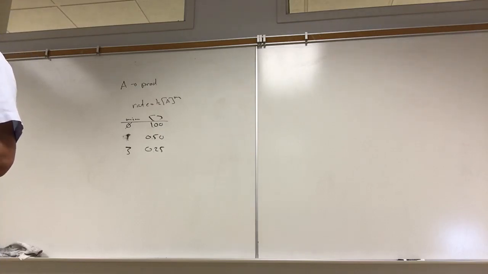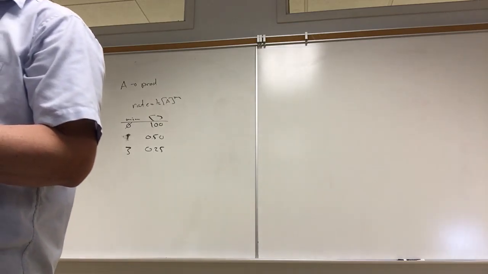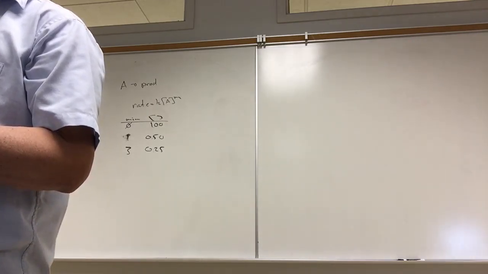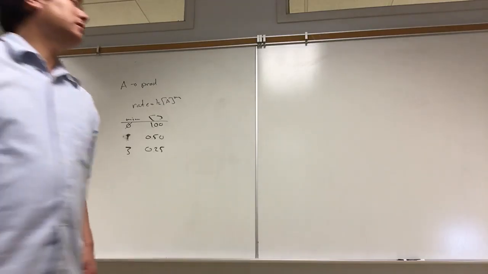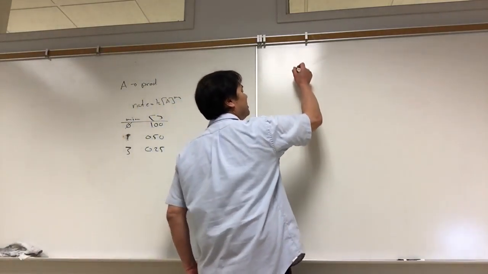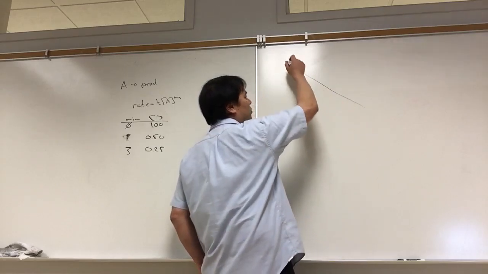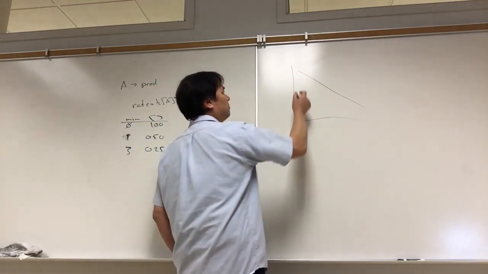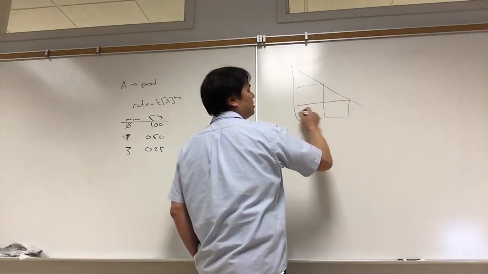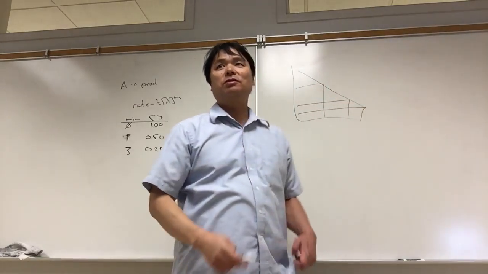So, as the concentration decreases, the half-life gets shorter. So where do we see, as the concentration decreases, the half-life gets shorter? What kind of order is that? It's got to be 0 order. As the concentration decreases, the half-life gets shorter.